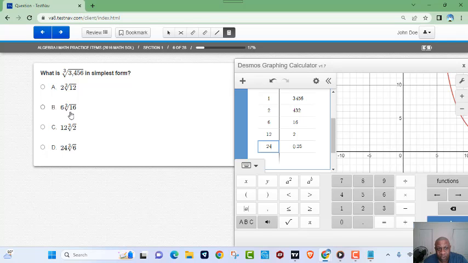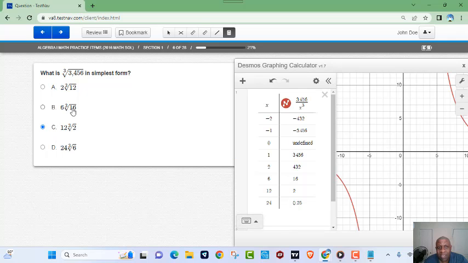Both the 6 cube root 16 and the 12 cube root 2 seem to match. But how can we know which one is which? Well, simplest form. This cube root 16 is not in its simplest form, but cube root 2 is. And your answer is C, because the cube root of 16 can be simplified even further. This can't. So C is your answer. All right, let's take a look at the next question.